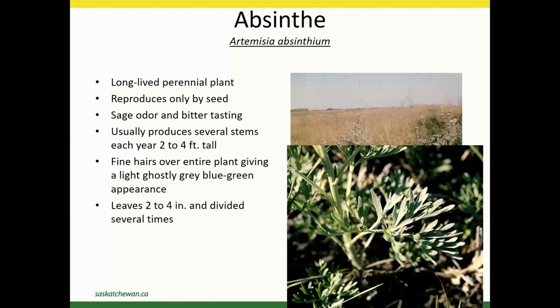Leaves are 2 to 4 inches across and divided several times, so you end up with these very, they have lots of lobes on these leaves, and the lobes have lobes, etc.